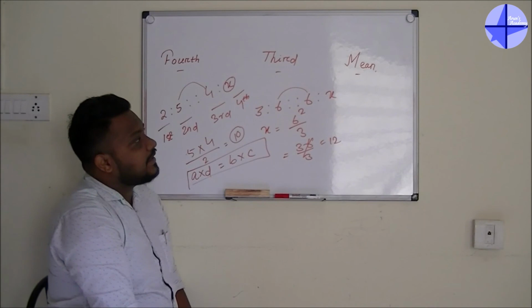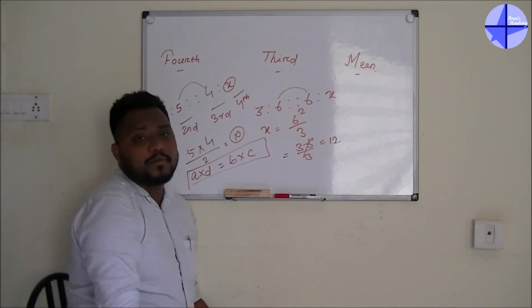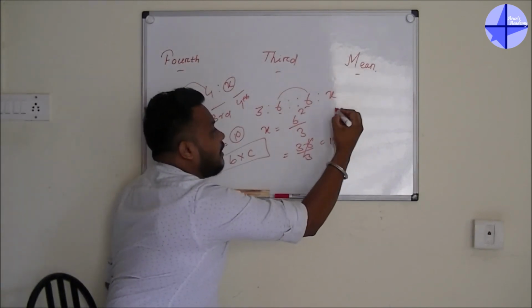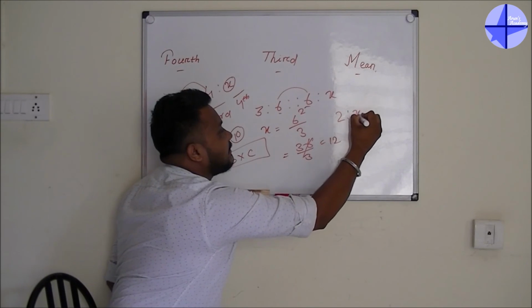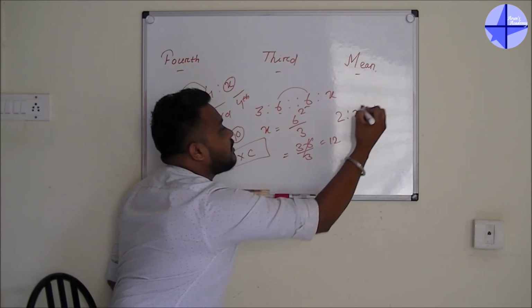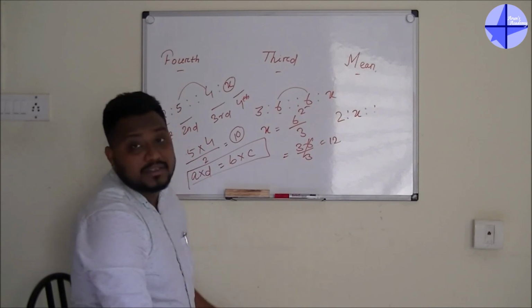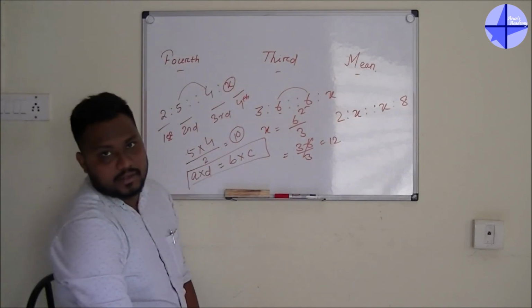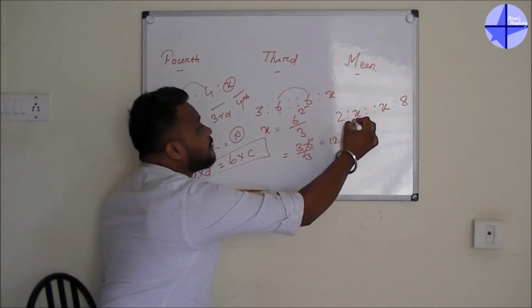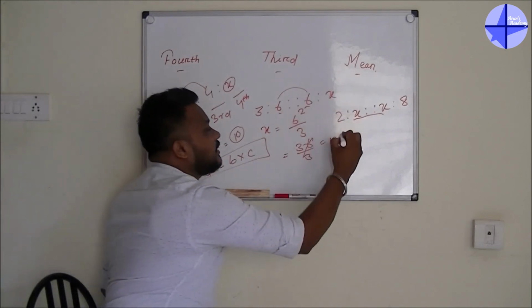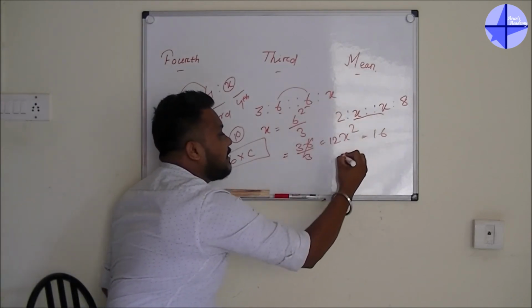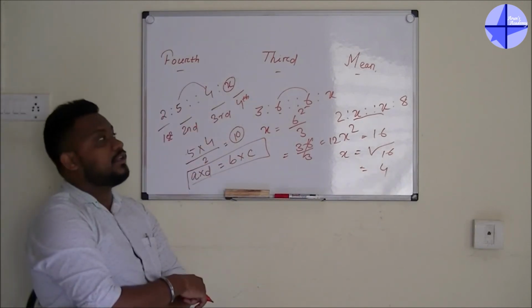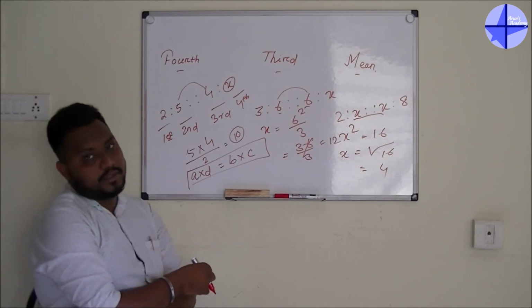Okay, now we will go for the last one, that is the mean proportional. Mean proportional means we will find this common thing. Okay, so how it will be? It will be like 2 is to x proportional to x is to 8. So this is your mean proportional. Mean proportional means you have to find this. What you have to do, total it is x square. X square is equal to 16. X is equal to 4. So this is all about the concept of your ratio and proportion.